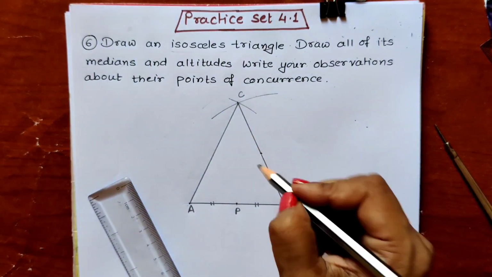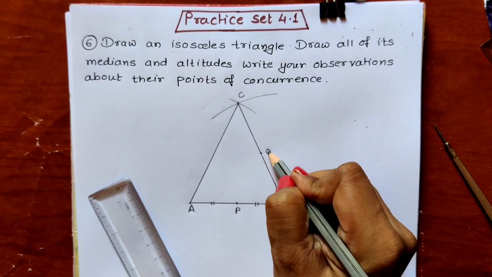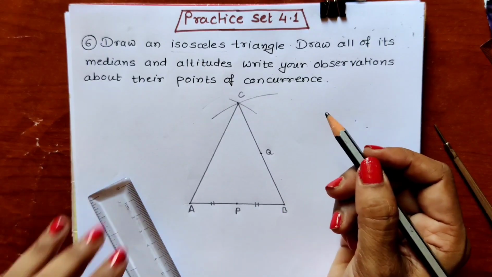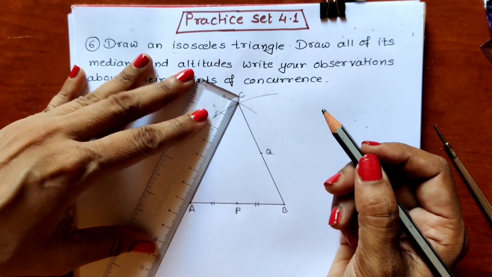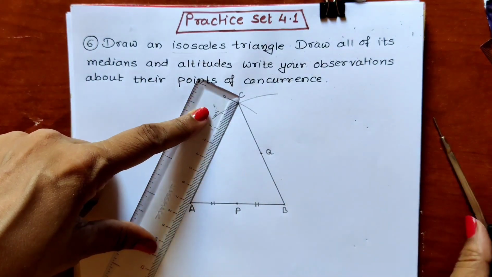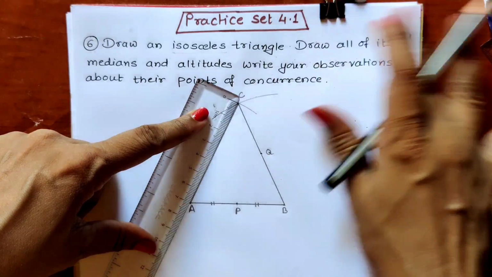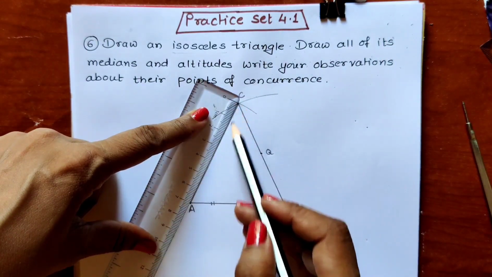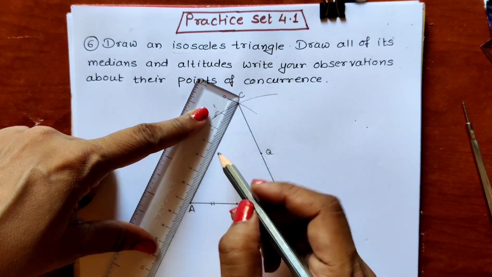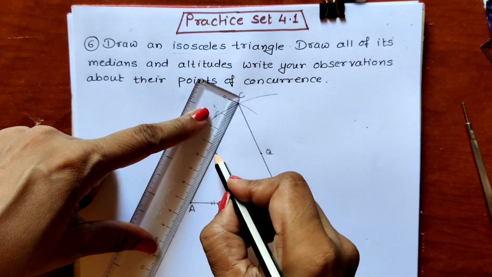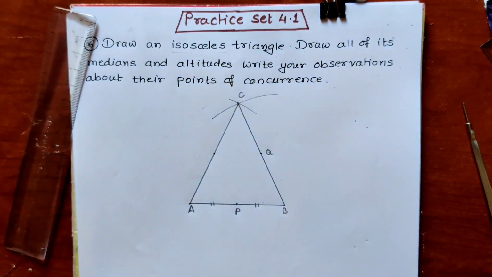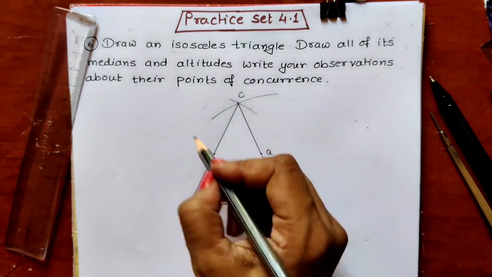This is the midpoint of BC, point Q. Similarly I will fix the midpoint of AC also. As AC is also 7 centimeter, we took 7 centimeter distance in our compass and drew the arcs, so its midpoint will be at a distance of 3.5. So in this way we have got all three midpoints P, Q and R.